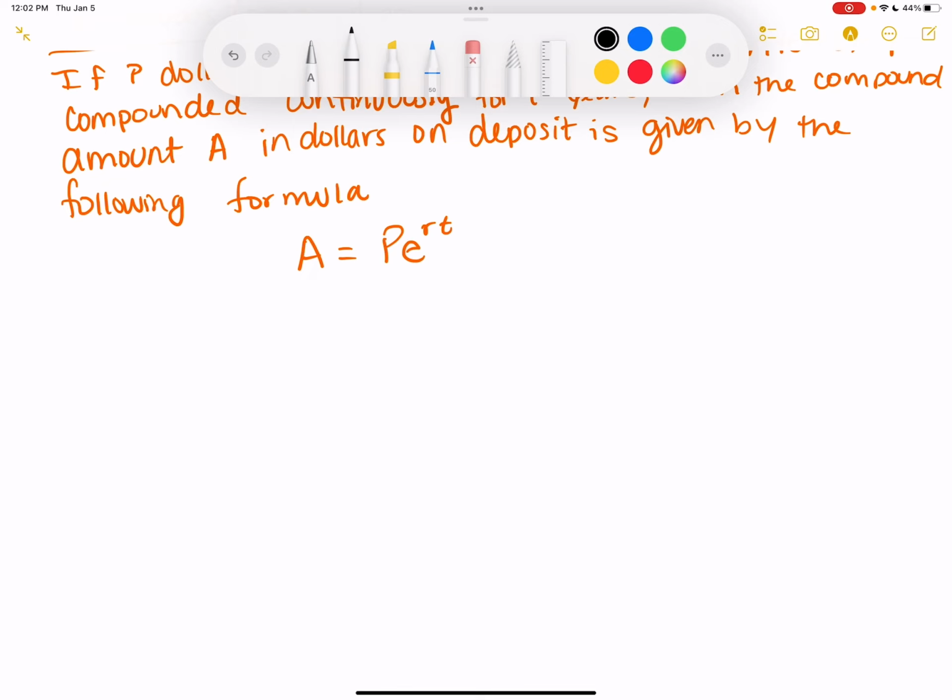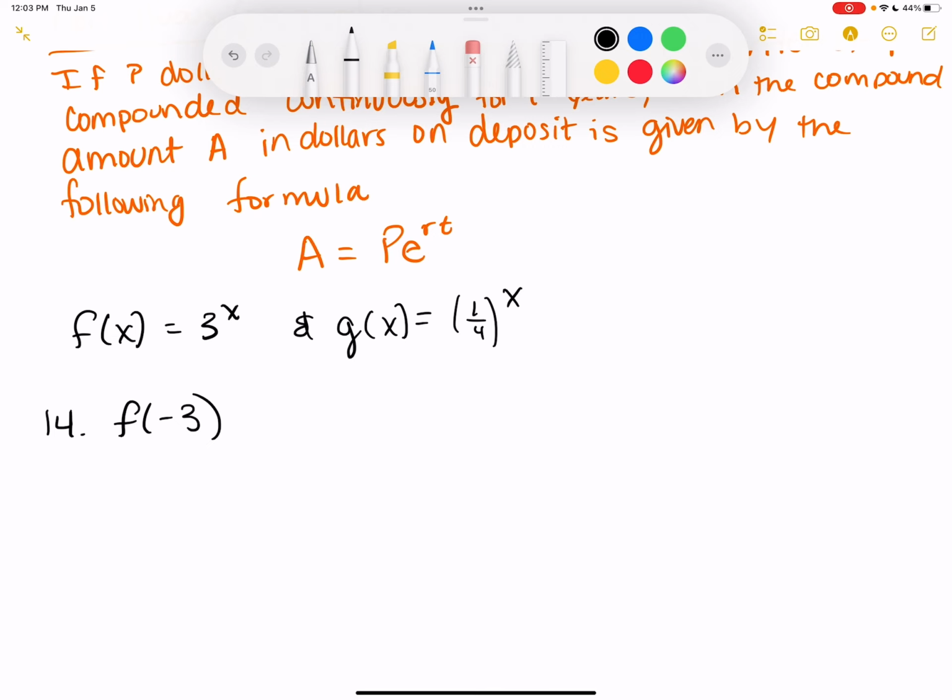For f of x equal to 3 to the x and g of x equal to 1/4 to the x, find each of the following, rounding answers to the nearest thousandth as needed. So I'm only going to do like 2 of these probably, because there's no reason to do more than that. Number 14: f of -3. So we're literally just plugging in -3 for x.